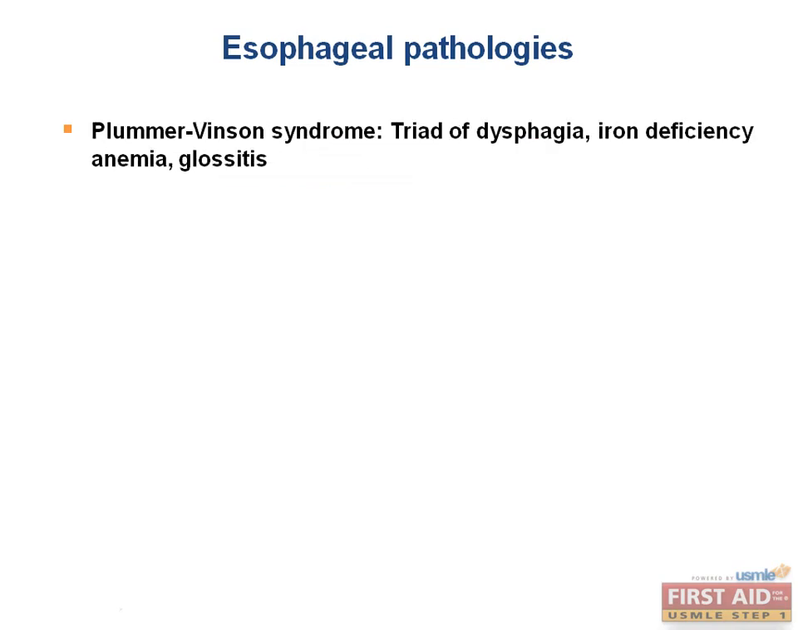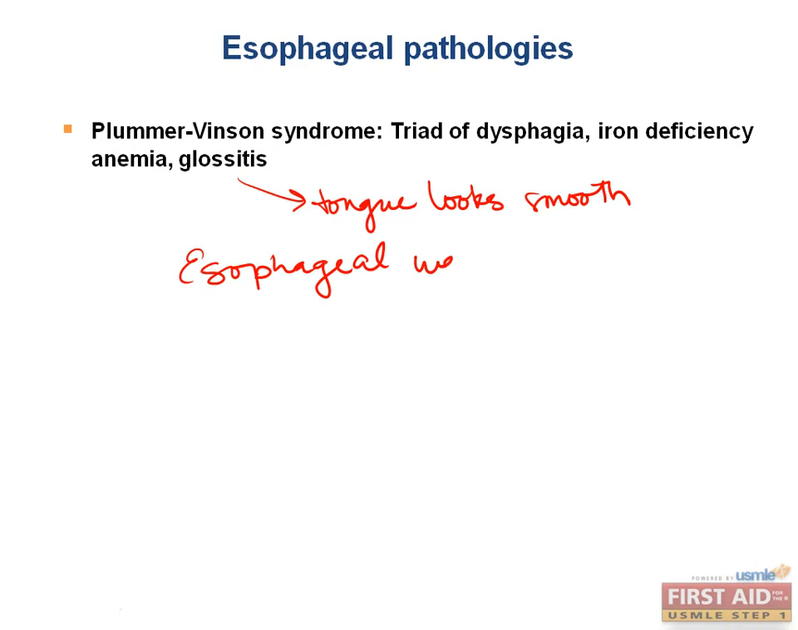Lastly, Plummer-Vinson syndrome is an important triad of features. This will typically present on the boards as dysphagia, iron deficiency anemia, and glossitis. Glossitis is inflammation of the tongue, which causes it to be swollen and change color, which results in the surface of the tongue appearing smooth. The dysphagia in this case occurs secondary to esophageal webs. This can be hard to remember, so I use the mnemonic, the Plummer-Vinson digs a hole for the iron pipe.